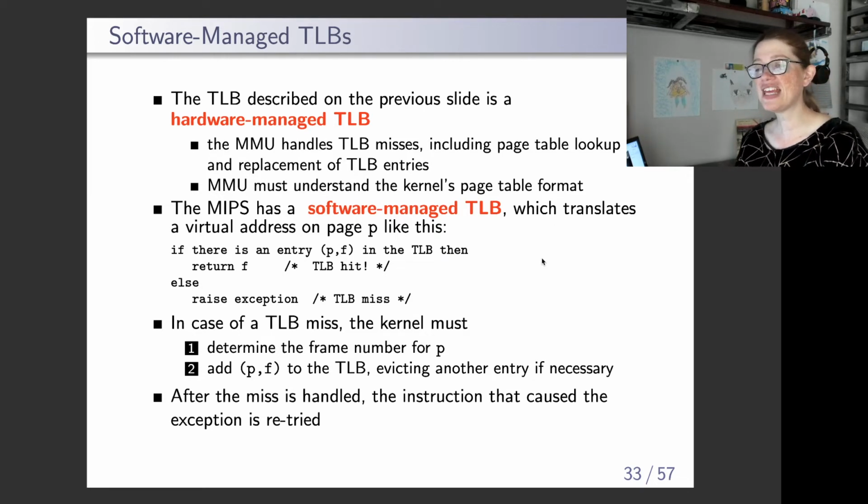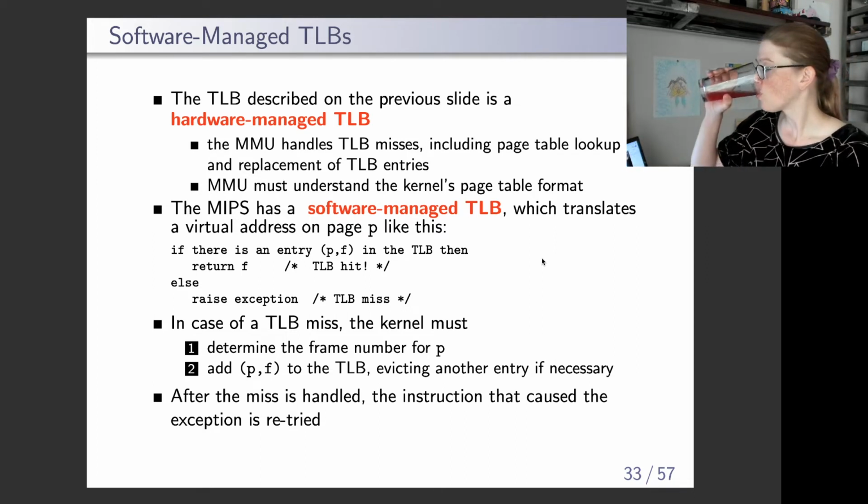So what's going to happen is when your operating system receives that TLB miss exception, the kernel has to figure out what frame number that address should map to. So the kernel is going to traverse the page table. The kernel is going to extract the appropriate page table entry. The kernel is going to add that entry to the TLB itself, and the kernel is going to perform any eviction from the TLB if necessary. It's a little bit slower, but it's a lot more flexible. Much, much, much more flexible.